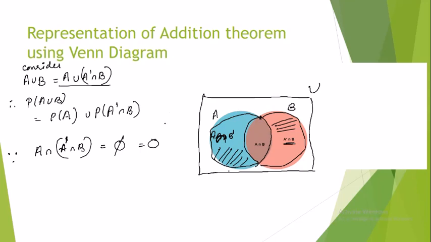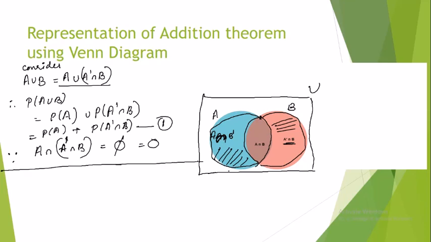Now what I'm going to do is mark this as probability of A plus probability of A complement intersection B. This is also fine, right? So this I'm going to mark as equation 1. Now the second part of proving this theorem is that we are going to consider B.